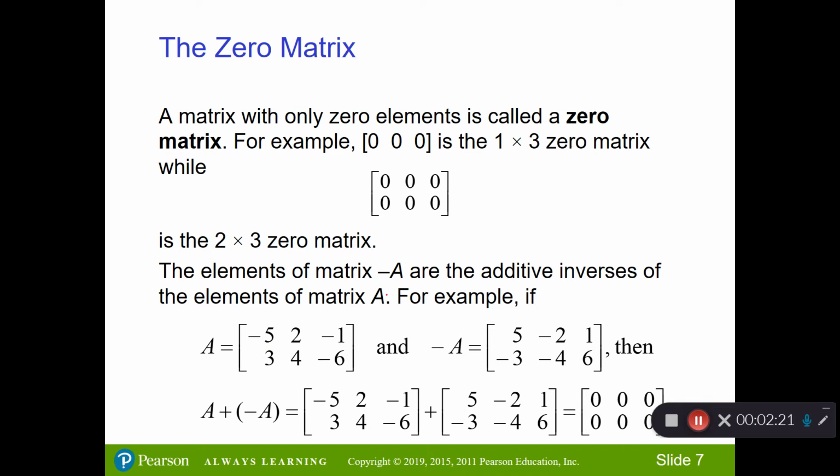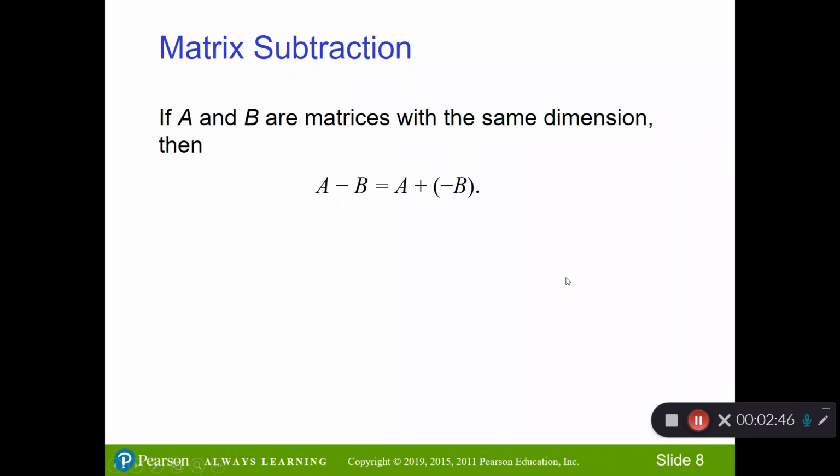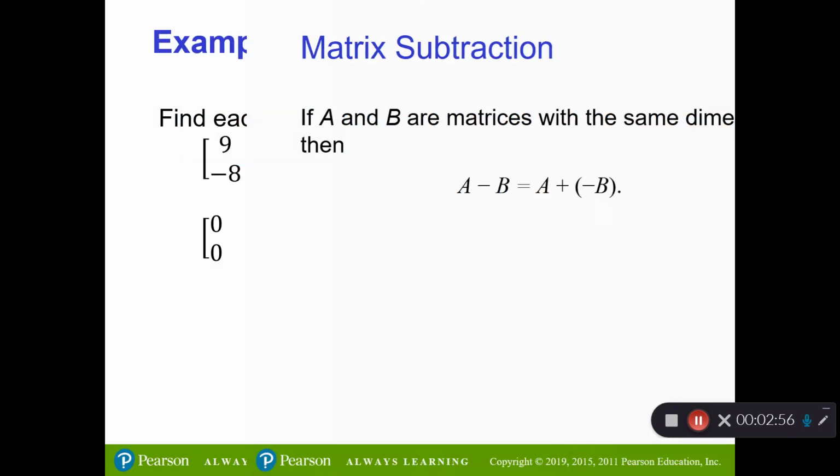Now, excuse me, if I add together A and the negative of A, -5 added to 5 is going to give me a 0. 2 added to -2 is going to give me a 0. So A plus -A results in the 0 matrix. That is the definition of the additive inverse. All right, so if 2 matrices have the same dimensions, just like we add them by adding corresponding elements, I can subtract them by subtracting corresponding elements.